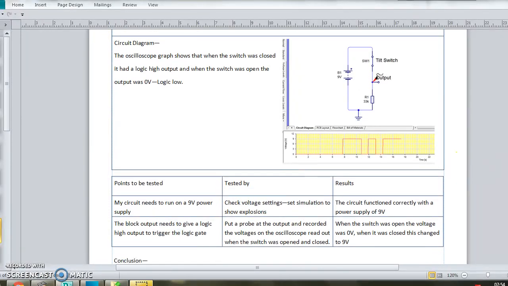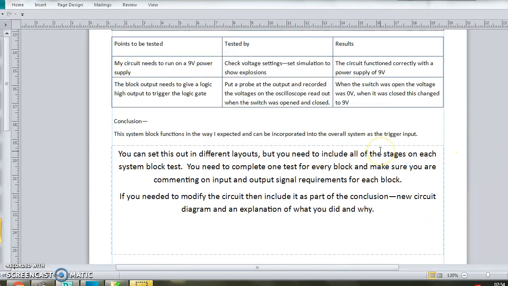So you do the same process repeatedly for each of the blocks within your system block diagram, and you must say if you need to make any changes. So this conclusion is fairly straightforward. You could have a conclusion that says, I've just discovered that my output is logic low, and I need it to be logic high. Therefore, I'm going to make these changes. You then do the changes on Circuit Wizard, retest it, and drop that diagram into your conclusion.